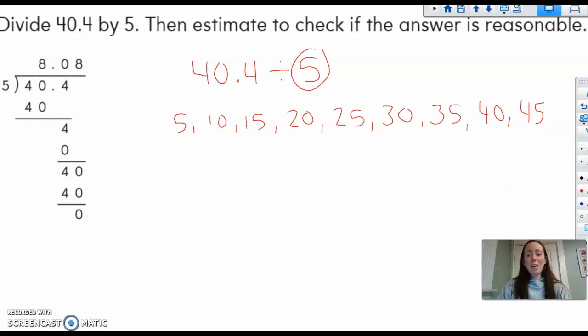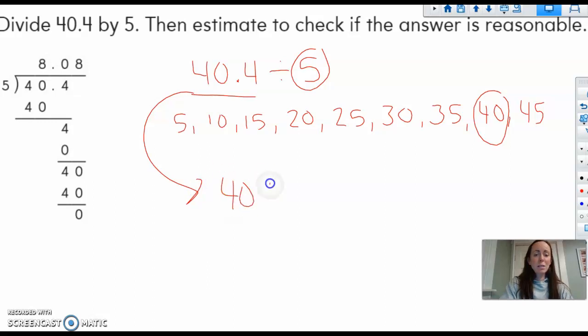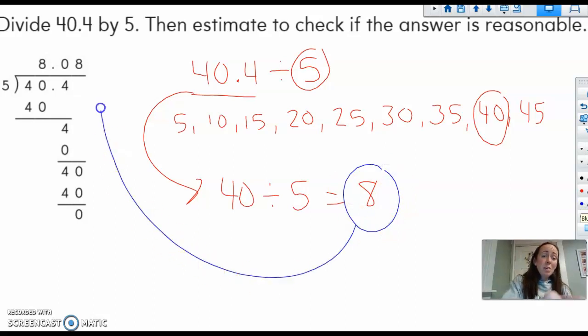Okay, so I'm seeing that I have a multiple 40 that is really close to my dividend. It's actually only 4/10 away. So I'm going to take my 40 and replace 40 and 4/10 with 40. Now I can do that mentally. 40 divided by 5, I get an answer of 8. And you'll notice 8, so this is our estimated answer of 8, is pretty close to our actual answer of 8 and 8 hundredths.